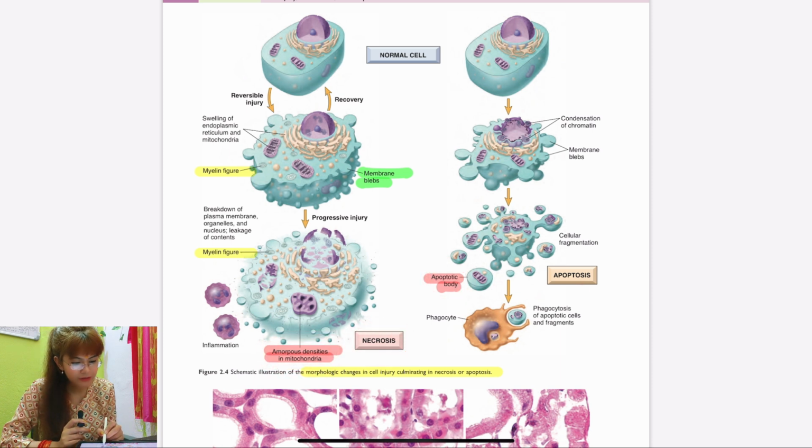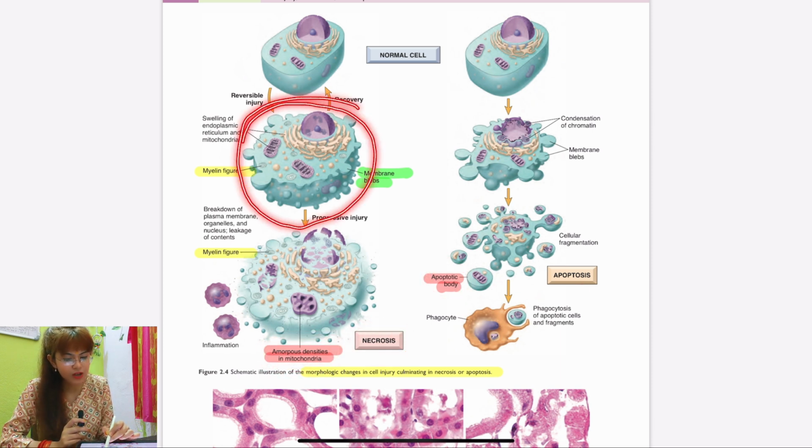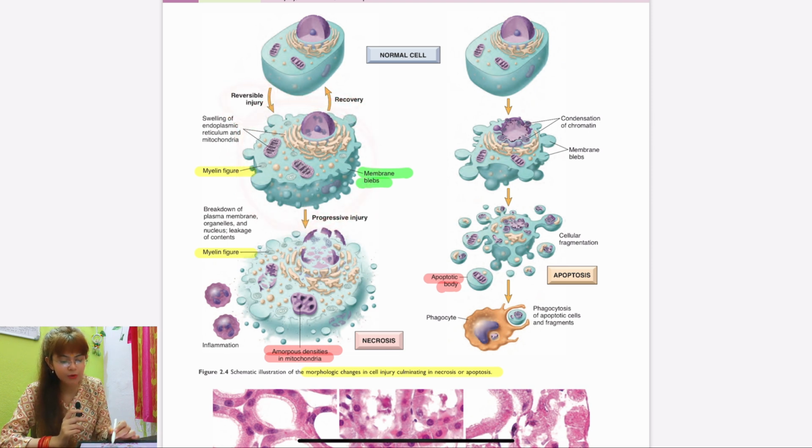And if you talk about the myelin figures, see, this image is about the reversible injury. Up to this point the cell is undergoing reversible injury, and if there is progressive stimuli, progressive injury, then this is the figure of irreversible cell injury or necrosis. So you can see that myelin figure is present in both of them, but plasma membrane blebs are present only in reversible injury and not in irreversible injury. I hope that makes sense to you.